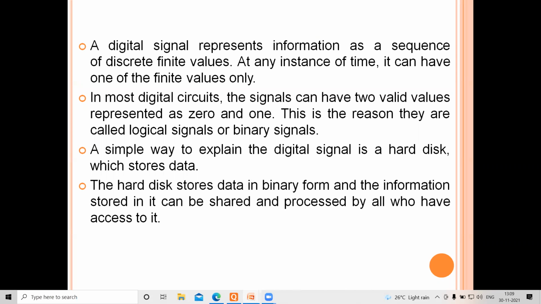Therefore, a digital signal you can relate to a hard disk, which stores your information in binary form, and the information stored in it can be shared and processed by all who access it. Your pen drive, for example: you send your data to it, and the data is stored in the form of binary. When you access it, probably none of us realize how it's being stored. The data is in binary form. The conversion to binary form and storing it is all digital signal processing.